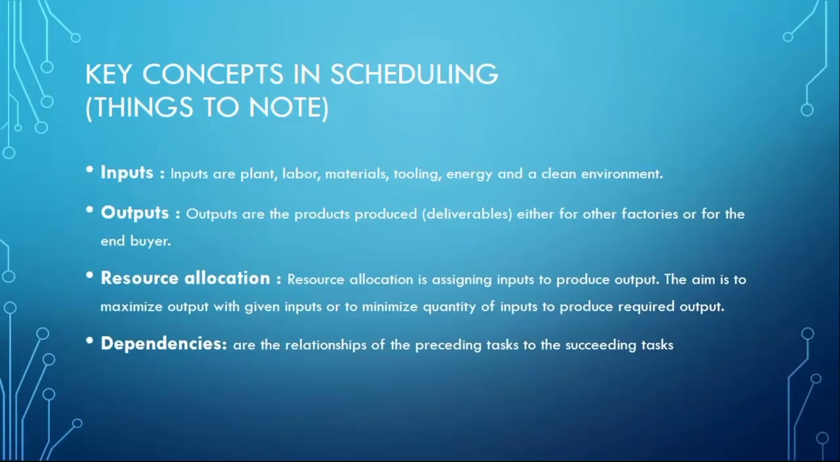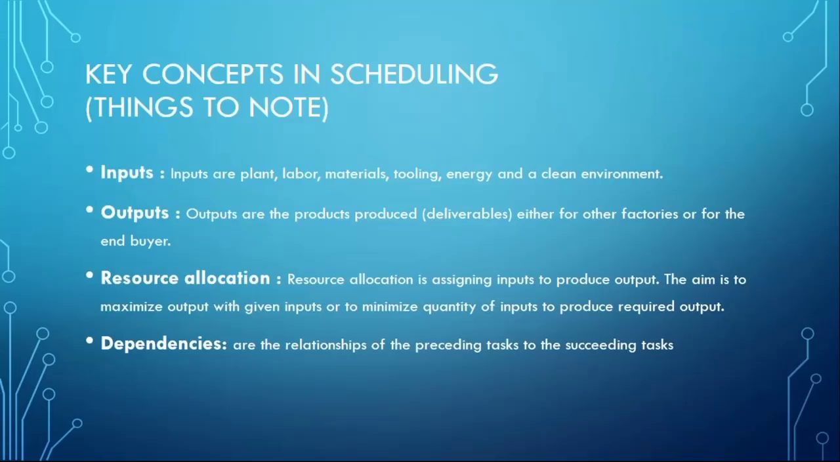Then resource allocation. Resource allocation has to do with assigning inputs to produce output. How much of this raw material do we need? How many staff, employees or personnel do we need? What kind of equipment? By the time you start allocating all these resources, be it material resources, financial resources, equipment resources, or labor resources, that is human resources, and assigning them to different activities, what you are doing is resource allocation.